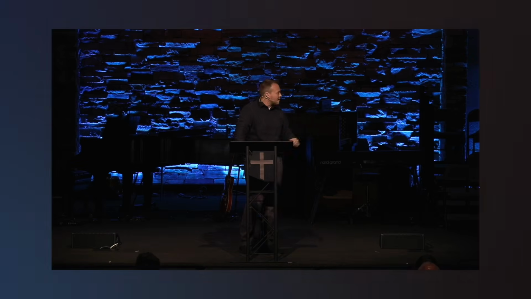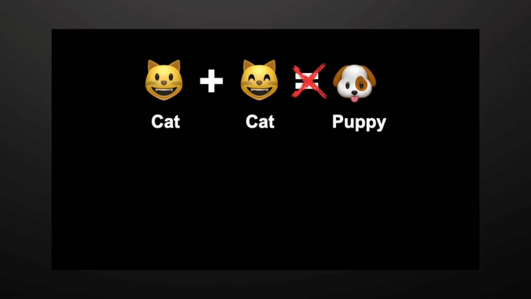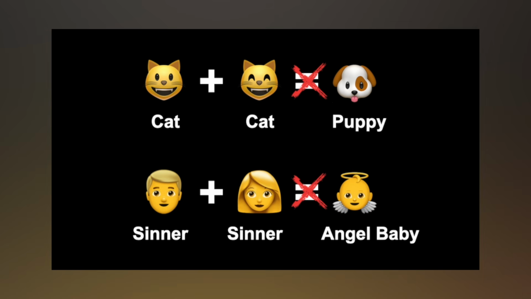So I created this slide showing a cat and a cat that don't produce a puppy. And here's the way I like to think about it. A mom cat and a dad cat don't make a puppy. It's kittens every time. But for some reason we like to think that a sinful father and a sinful mother create an angel baby. That's not how it works, is it?